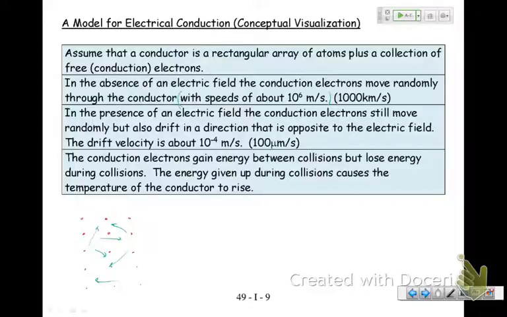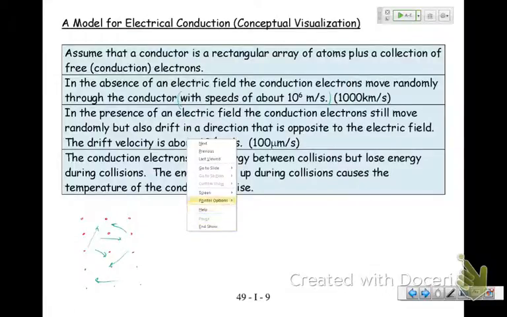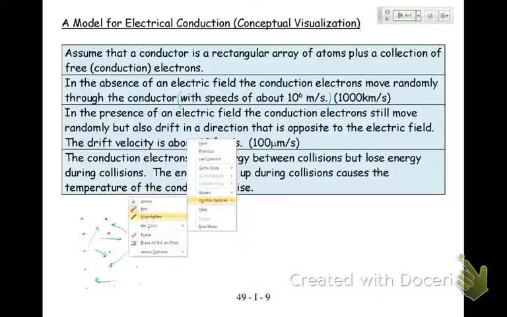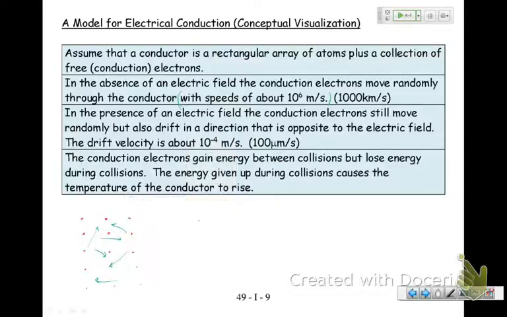In the presence of an electric field, the conduction electrons still move randomly, but also drift in the direction that is opposed to the electric field. Ink color is red, and we'll have our array. But now we have a nice electric field superimposed on this.